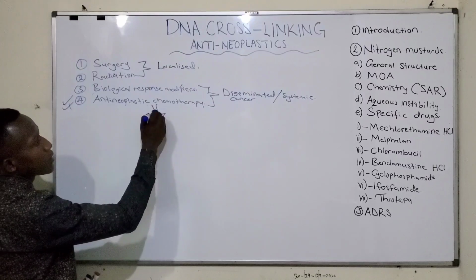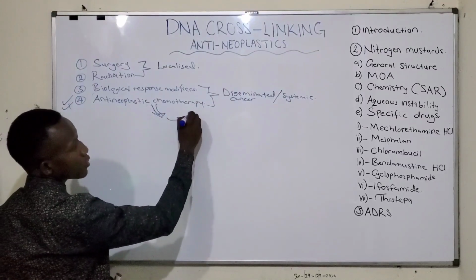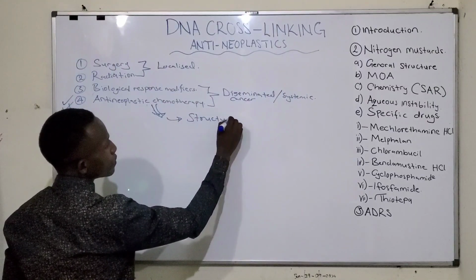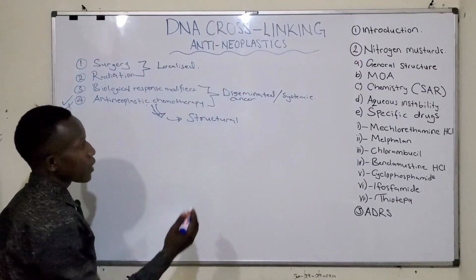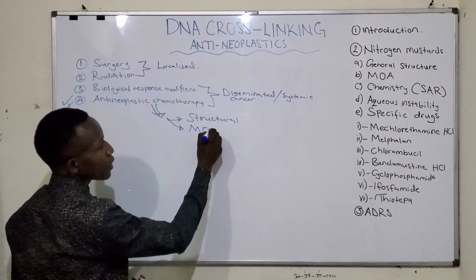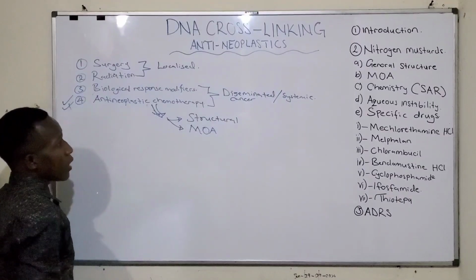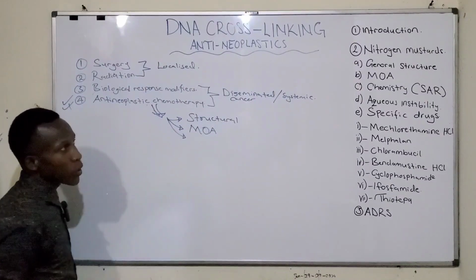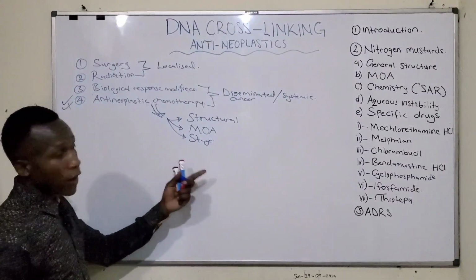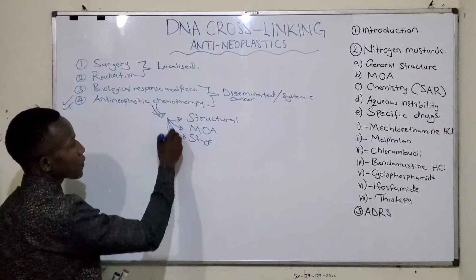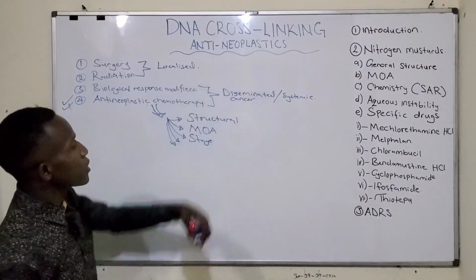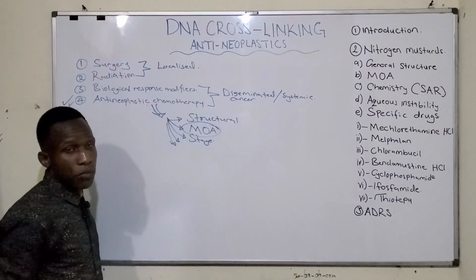These antineoplastics can be classified in different ways. One, you can have the structural classification, or according to the functional group. You can classify according to the mode of action or the mechanism of action, or according to the stage of the cell cycle which they affect, and many other ways to classify them. But the DNA cross-linking antineoplastics are under mechanism of action.